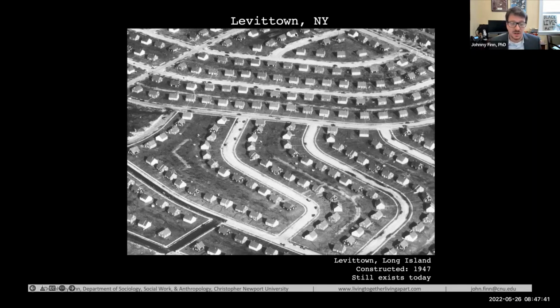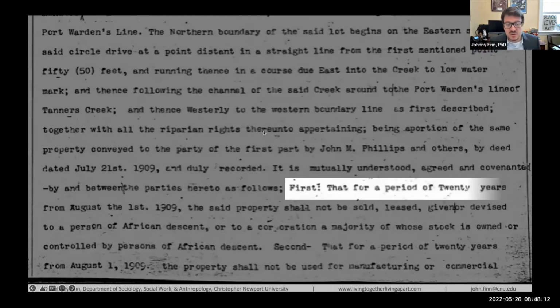7 Levittowns in the US, all designed and built by this developer, William Levitt, and his development company. He couldn't have afforded to build 18,000 homes on Long Island without significant credit. And he got that credit from the FHA, from the Federal Housing Administration. And the FHA, as a term for providing this financing to William Levitt, required that every single house in this development contained what's called a racially restrictive covenant.